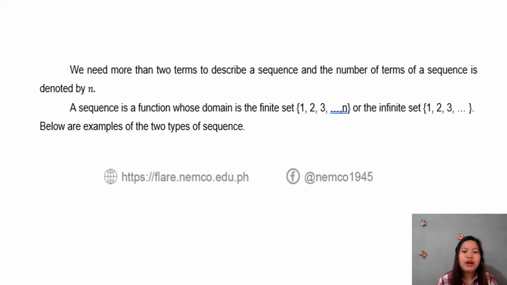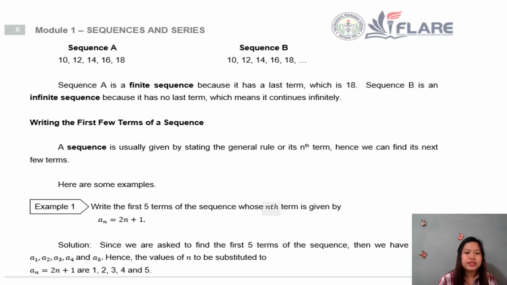A sequence is a function whose domain is the finite set 1, 2, 3 to n, or the infinite set 1, 2, 3 and so on. So on the next page, we have the examples of the two types of sequence. Sequence A is 10, 12, 14, 16, 18. This is an example of a finite sequence.